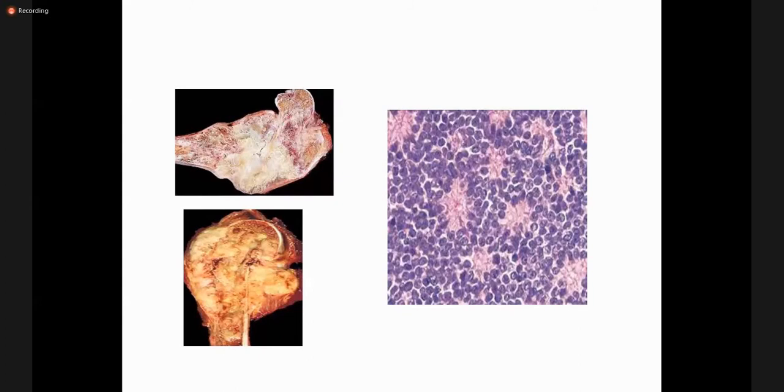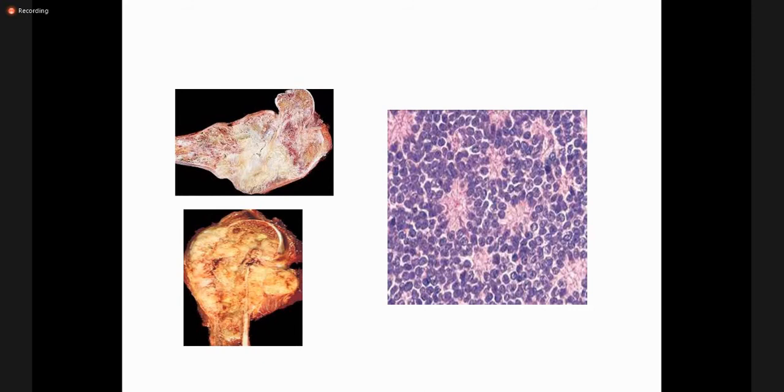So there are some prognostic features for the Ewing sarcoma. They are the age, site, size, and stage. If the patient is less than 10 years of age, it has an unfavorable prognosis.